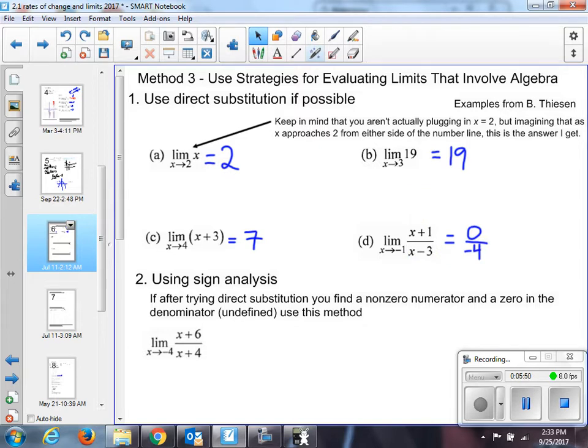So really, is that a valid answer? Pardon me? Yeah, it's 0. If you graph that, it's going to be crossing the axis when it hits -1. Okay?